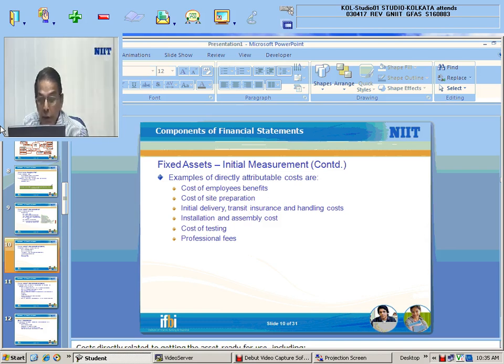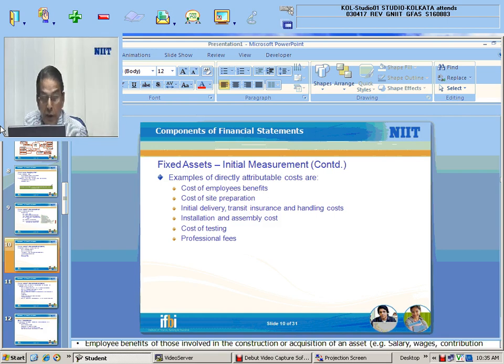So employee benefits of those involved in the construction or acquisition of the asset, like salary, wages, benefits, contribution to provident funds, etc. These are employee benefits which are directly attributable to the acquisition of the asset. Cost of site preparation, like getting a site ready for installation, like the cost of leveling the factory floor before the new machinery is installed. Before the new machinery is installed, you have to level the factory floor, or you have to prepare the factory floor. You may have to make it concrete. So basically the cost of site preparation. The factory floor has to be leveled, then concretized, and all these things have to be done.